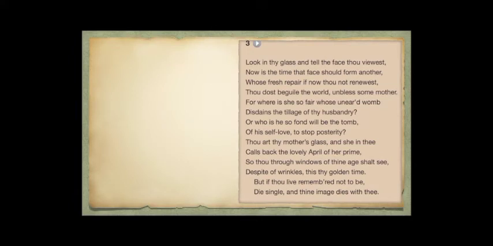Number 3. Look in thy glass and tell the face thou viewest. Now is the time that face should form another, whose fresh repair, if now thou not renewest, thou dost beguile the world, unbless some mother. For where is she so fair, whose uneared womb disdains the tillage of thy husbandry? Or who is he so fond will be the tomb of his self-love to stop posterity? Thou art thy mother's glass, and she in thee calls back the lovely April of her prime, so thou, through windows of thine age, shalt see, despite of wrinkles, this thy golden time. But if thou live remembered not to be, die single, and thine image dies with thee.